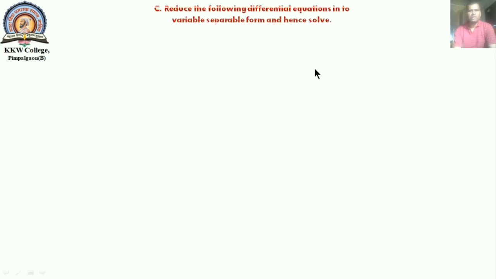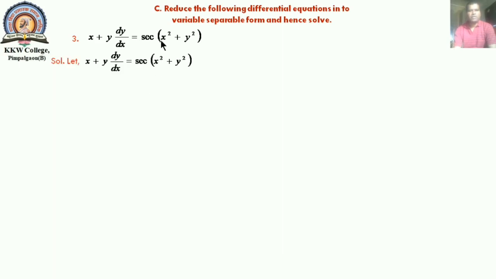Now the next example is (x plus y dy by dx) is equal to sec of (x square plus y square). Here again, the term x square plus y square cannot be separated. We'll do some substitution.